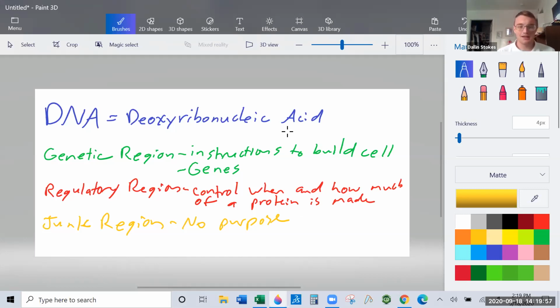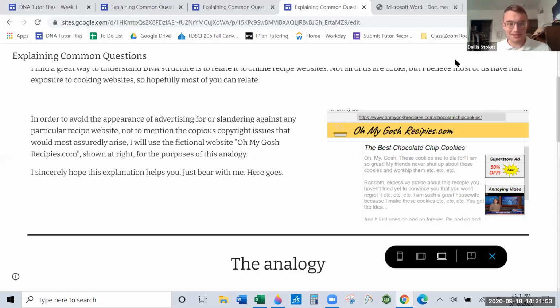Well, it turns out that there are 2 different kinds of junk region. And in order to help understand this better, let me use a little analogy here. Let me pause the video to bring up the analogy diagram. Okay, here we go. Continuing with my recipe analogy, I like to use the analogy of online food bloggers. And I just think this is hilarious. It allows me to poke fun at them a little bit too.